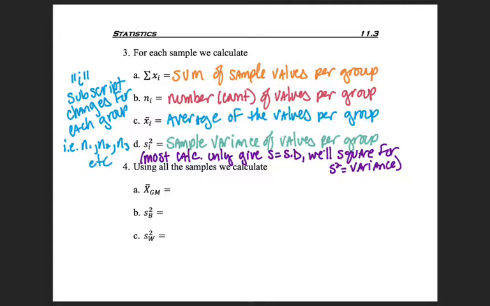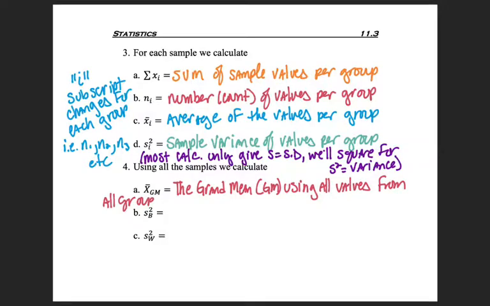Next, we're going to use all of the values from each group combined, and we're going to create x bar GM, and this is the grand mean, that's why GM, using all the values from all the groups. So forget which group a number came from. Add every data point we've collected and divide by how many data points there are.